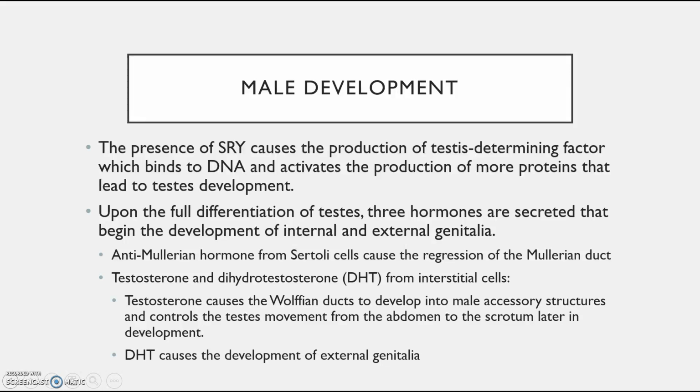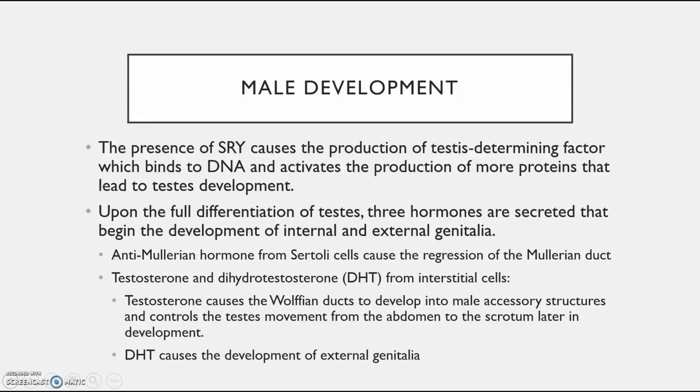cause the production of testes determining factor, which binds to DNA and activates the production of more proteins that lead to testes development. So once the testes are fully differentiated, there are 3 hormones that are secreted that play an essential role in the development of internal and external genitalia. The anti-Müllerian hormone is secreted from the Sertoli cells, and this causes the regression of the Müllerian duct.